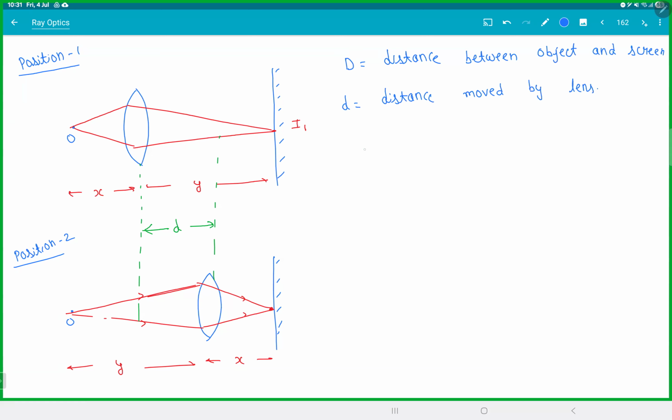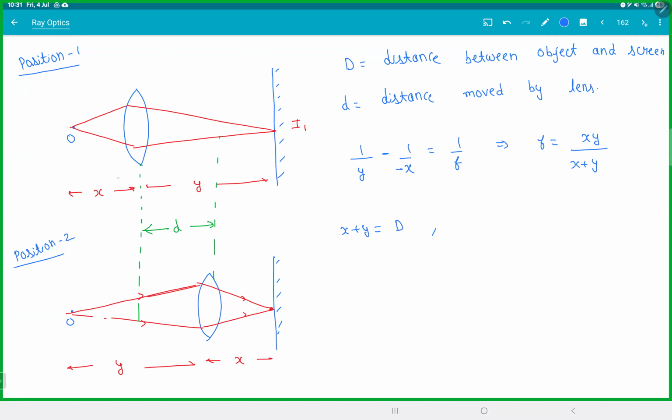So first equation, if I use the lens maker equation, 1 by y minus of 1 by minus x is equal to 1 by f. So we get the focal length is xy by x plus y. So somehow if you can get x and y values, my job is done. The second equation is x plus y is equal to capital D. That's the distance between the screen and the object.